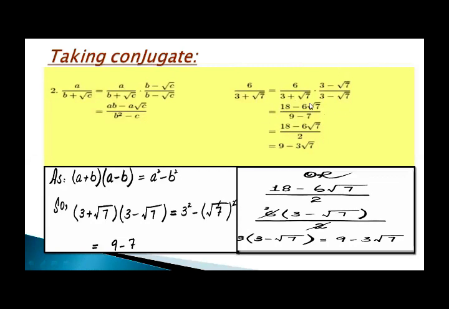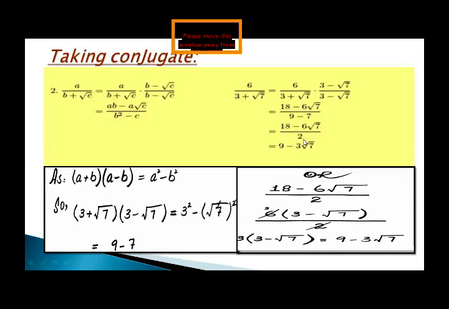And what is happening in the denominator? You can see 3 plus root 7 and 3 minus root 7. They both are going to multiply. So a plus b times a minus b is equal to a square minus b square. So what do we get? Good, 9 minus 7 in the denominator. And then after simplification, we will have 9 minus 3 root 7.